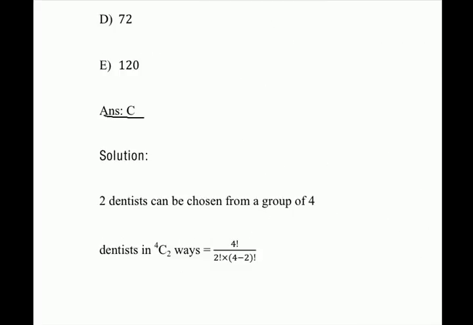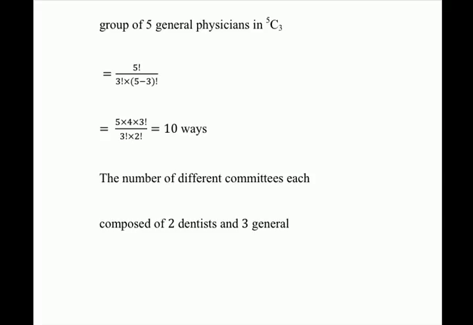So this is the answer C, which is 60, and here is the explanation. 2 dentists can be chosen from a group of 4 in 4C2 ways, which is 6 ways, and 3 general physicians can be chosen from a group of 5 in 5C3 ways, which is 10 ways, and so the overall answer is 60.